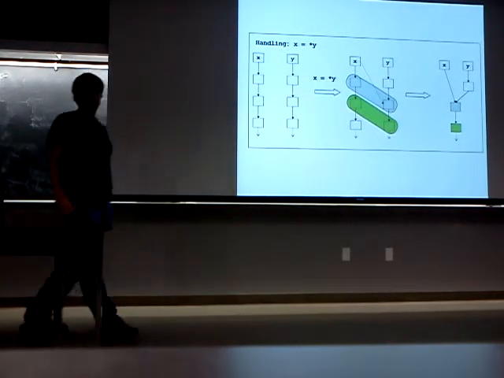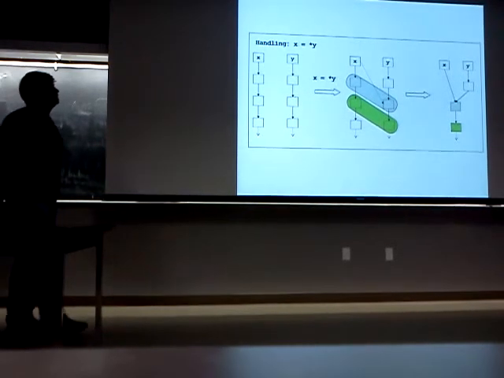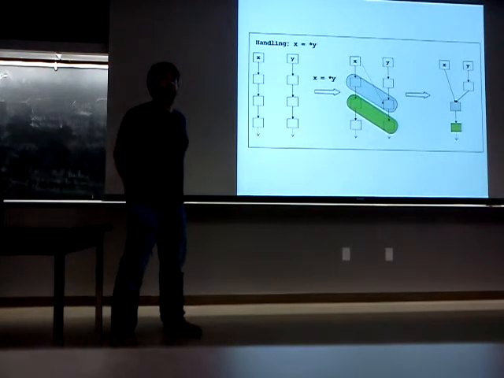So the arrow, does that represent where x points to, or does that represent some kind of state? That just represents where x points to. So does that mean that what it points to is also a pointer? What does the arrow actually mean?